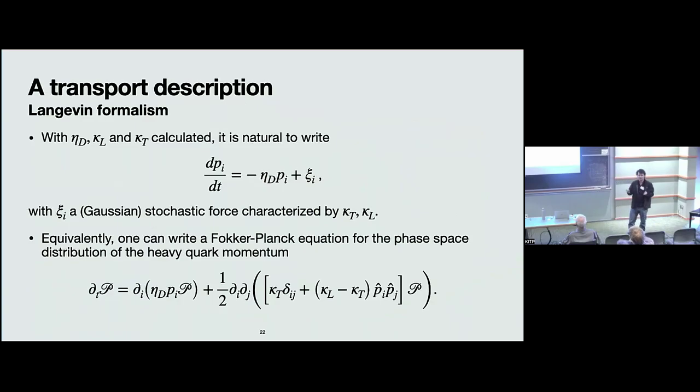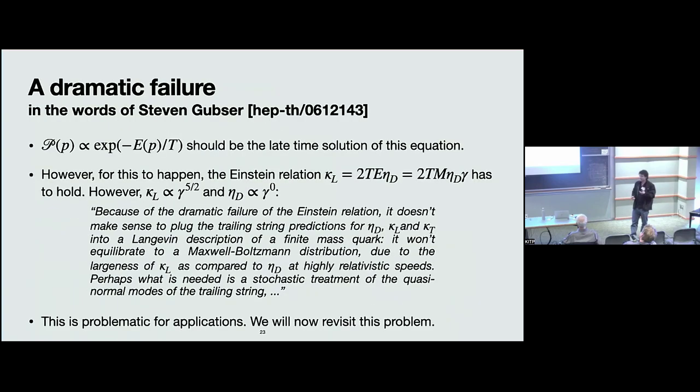So once you have them, okay, then you can say, let's go back to the second slide. Let's set up a stochastic description with a drag and a diffusion. I've separated here the mean, and I've added Gaussian fluctuations characterized by these diffusion coefficients. You can rewrite that as a Fokker-Planck equation for the phase space distribution, so you can convert the stochastic description to the dynamics of the probability distribution of the heavy quark momentum.